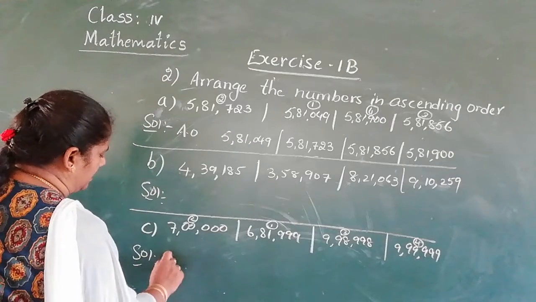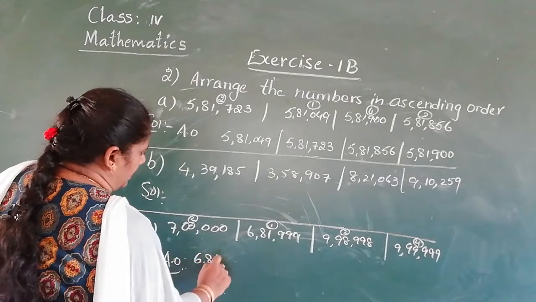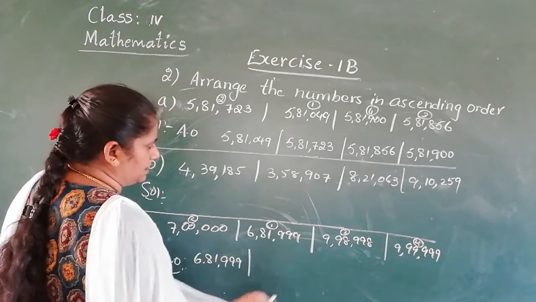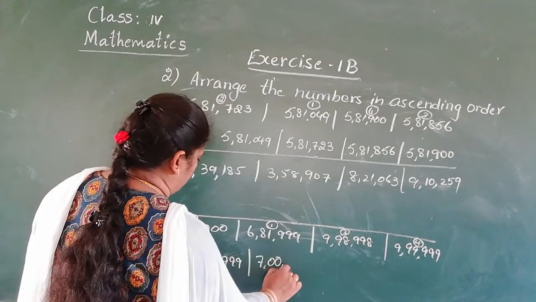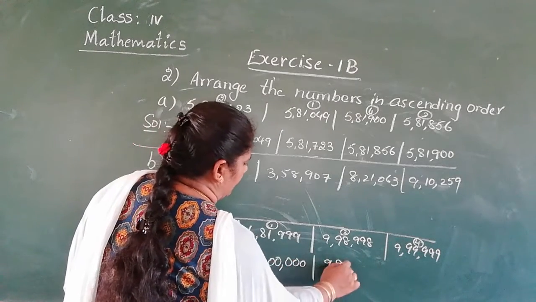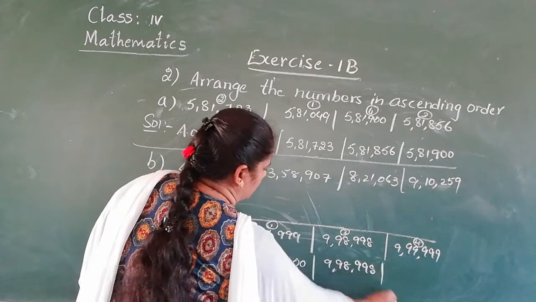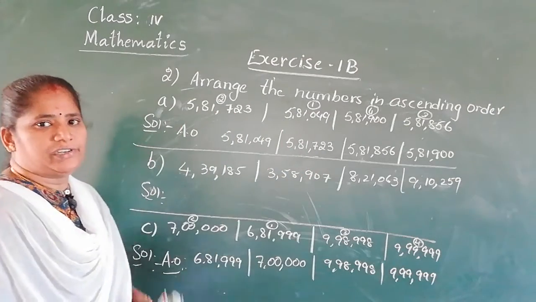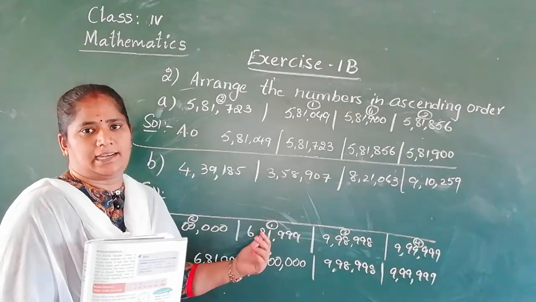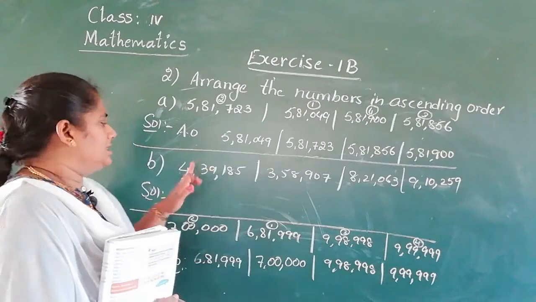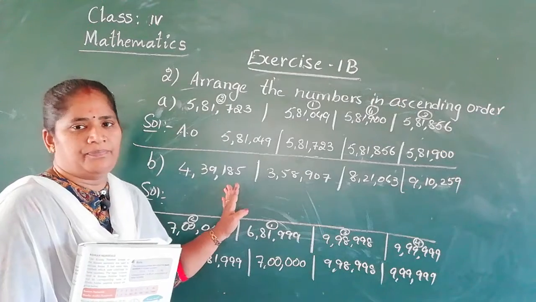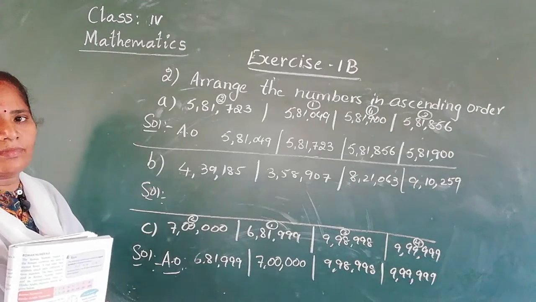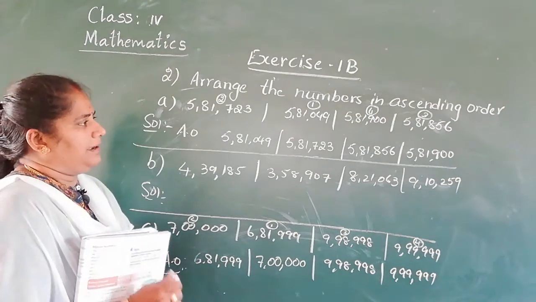So after numbering we write 6,81,999. Why did I draw this line? To separate the numbers. Okay, Nana? 7 lakh. Next 9,98,998. Next 9,99,999. Finish. So like this we will write the numbers in ascending order from smallest to largest. The second problem you only do yourself. Okay? Note down this one in your rough book, Nana. Okay? And next one.